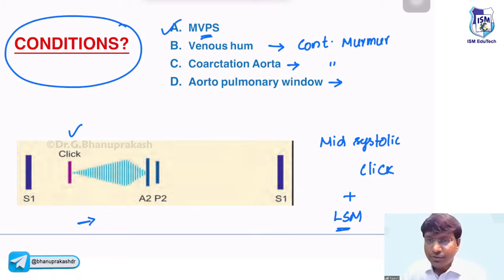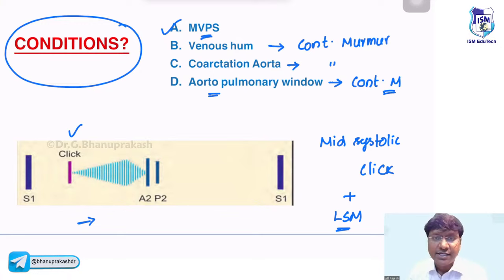Aortopulmonary window, it is like connection between the systemic artery and as well as the pulmonary artery. So whenever there is a connection between the systemic artery and the pulmonary artery, the blood is moving from high pressure area to a low pressure area. That will happen throughout the systole and diastole, and that will also result in the continuous murmur. So only in first option MVPS, you have mid-systolic click with late systolic murmur. The other three options, that is BCD, you have the continuous murmur.